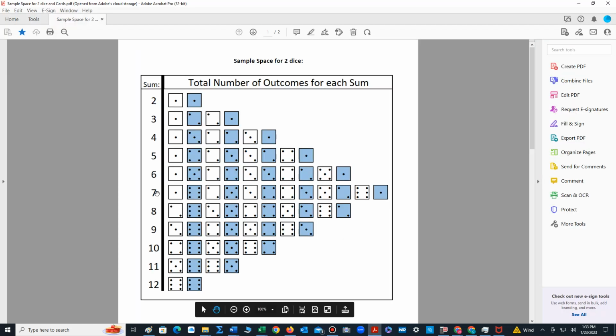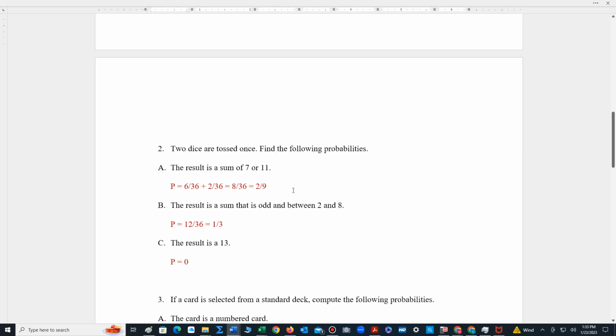Well, we count all the sums of 7. 1, 2, 3, 4, 5, 6. Count all the sums of 11. 1, 2. So 6 plus 2 is 8 out of 36, which is 2/9.